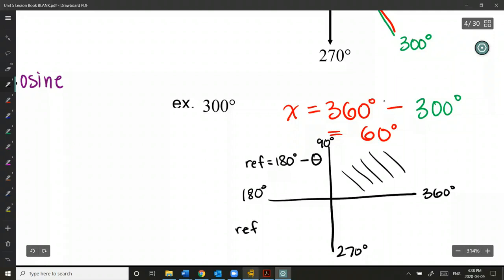In this one, your reference angle will be equal to your rotation subtract 180. And in this quadrant here, just as we just did, it will be 360 minus your angle.